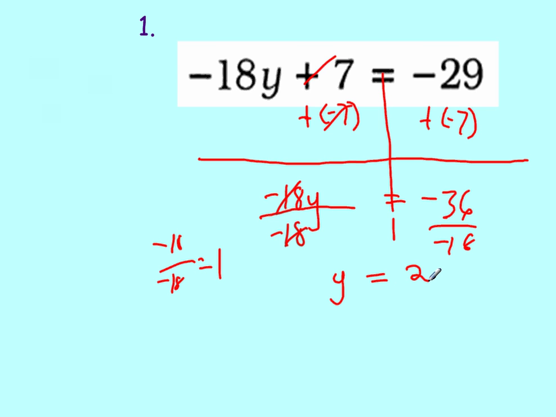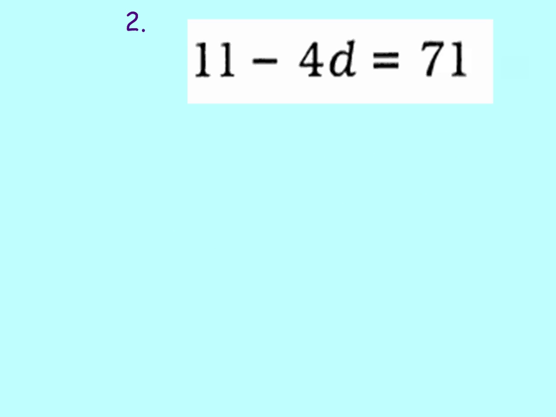Okay? Let's take a look here at problem number 2. In problem number 2, we do have subtraction. So we're going to take care of that first by adding the opposite, adding the opposite of the second term. Draw your line down the middle to divide your equation into the left and right side. Now, we want to get rid of the addition and subtraction first.